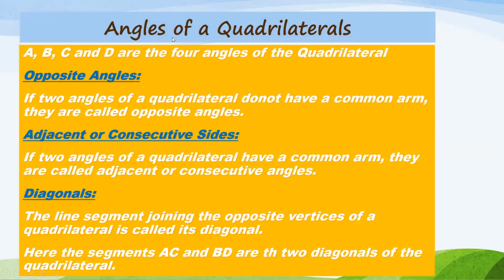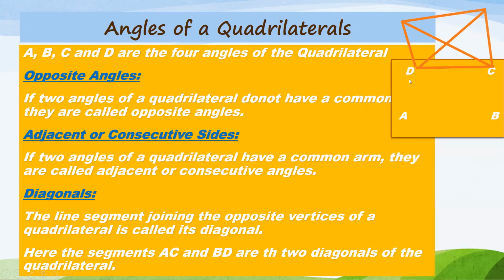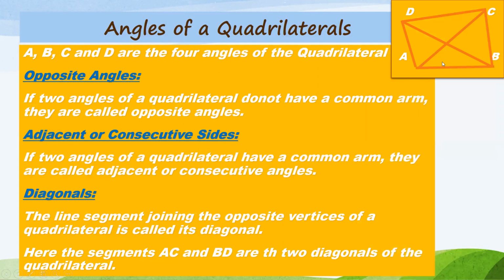Now, let's discuss angles of quadrilateral. Here in this diagram, let me show you, A, B, C, D. So here there are 4 angles in this picture, you can see the 4 angles of quadrilateral. Angle A, right? And here angle B is there, angle C is there, and angle D is there, right?